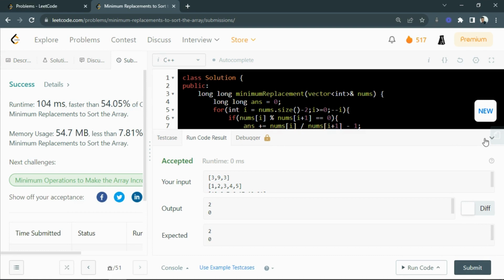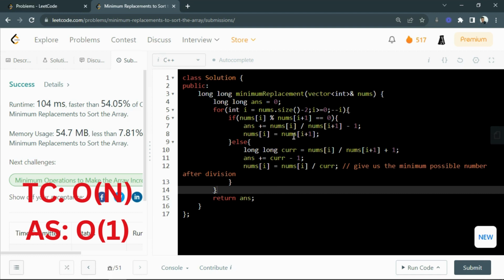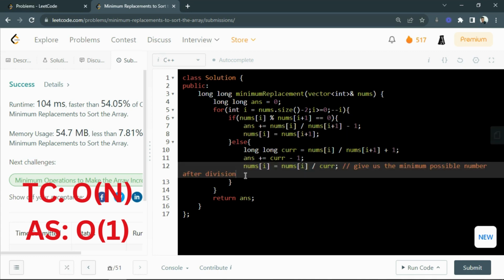So let's analyze the time and space complexity for this. So we are simply traversing from last till the first element, so it will be big O of n, and inside the loop we are doing constant operations. And for the space complexity, it will be constant space. So finally we can say the time complexity is big O of n and the space complexity is big O of 1.